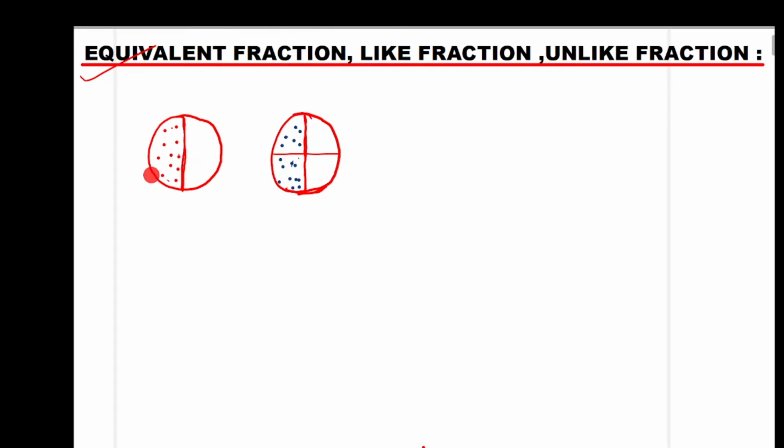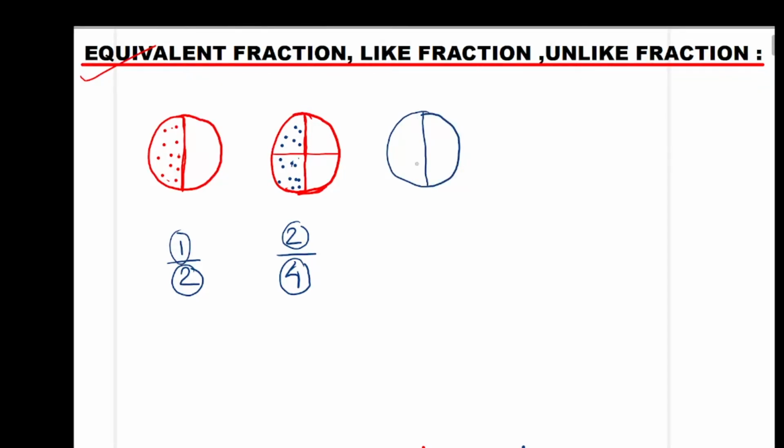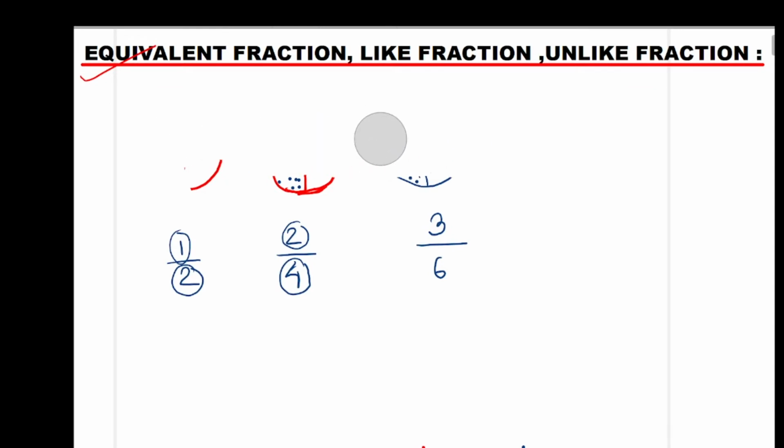Now you compare both the diagrams. Here also from the whole pizza half is taken. Here also from the whole, half is taken. But here we have divided into 4 equal parts. So here we will write 1 by 2. Here, sorry, 2 by 4. 4 parts, 2 parts taken. 2 parts, 1 part taken. Again, the same pizza, if we divide it into 6 equal parts and we have taken 3 parts, then also from the whole pizza we have taken half only. These are called equivalent fractions. That means their meaning is the same.